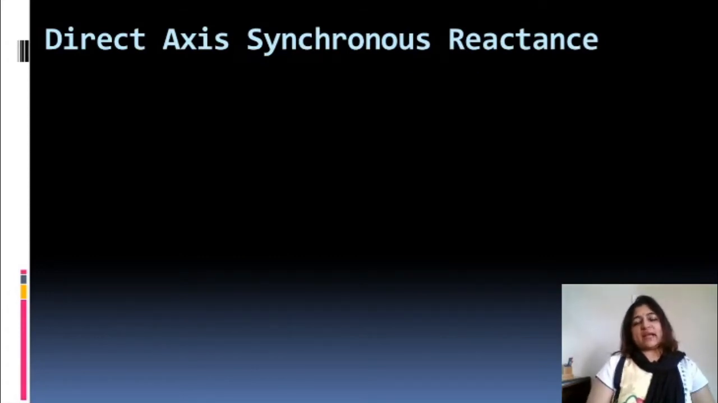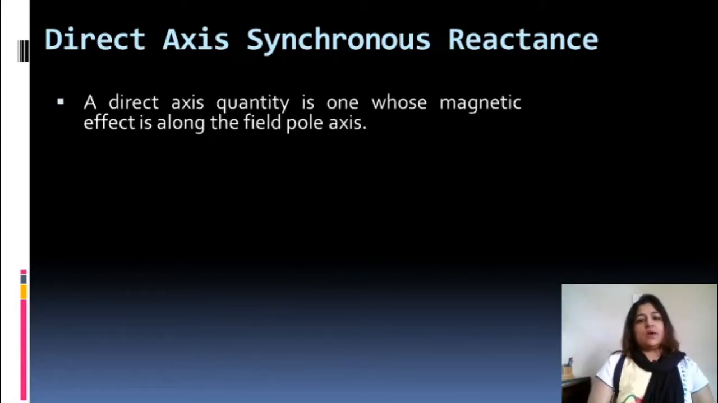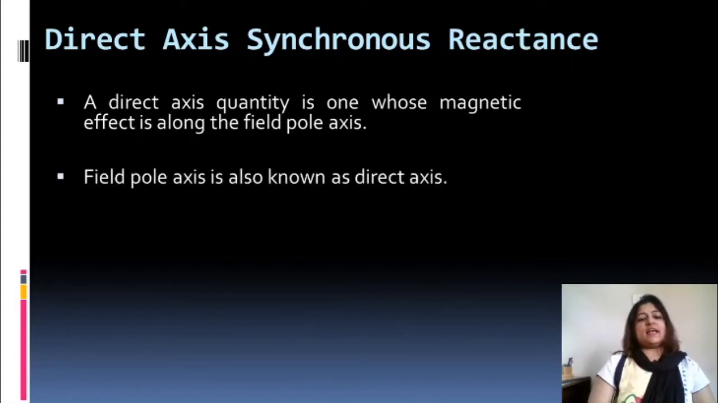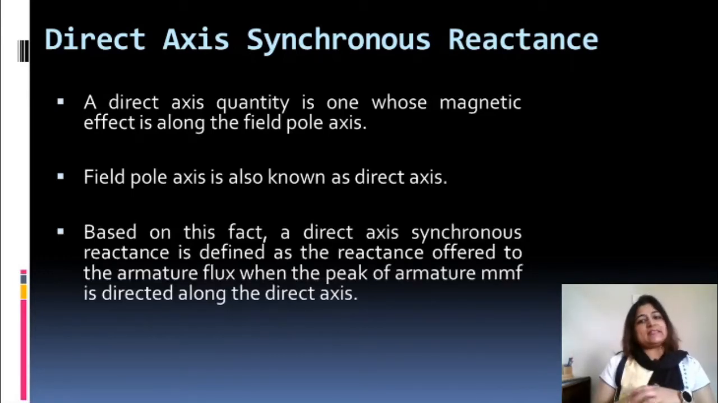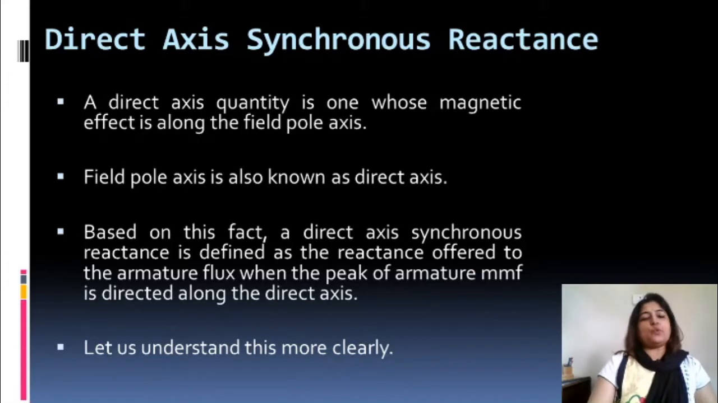The direct axis synchronous reactance: the reactance which is acting along the direct axis is called the direct axis synchronous reactance. Now this magnetic effect will always be along the axis of the rotor, because the axis of the rotor is nothing but the d-axis. So we can also say that the field pole axis is known as the direct axis. A direct axis synchronous reactance is defined as that reactance which is offered to the armature flux directed along the direct axis. Alright, let's try to understand it more clearly.